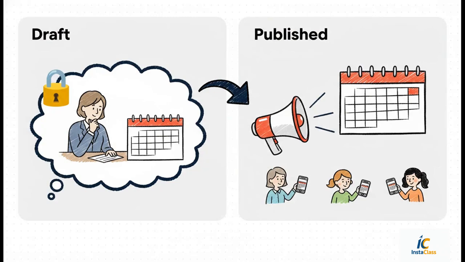Okay, now this part is super important, so let's pay attention here. The difference between draft and published is absolutely crucial. Think of draft mode as your private playground, your sandbox. You can build things, move dates around, make a mess, and nobody else sees a thing. It's completely safe. But the moment you hit publish, bam, it goes live for the whole school to see. It gives you all the control.